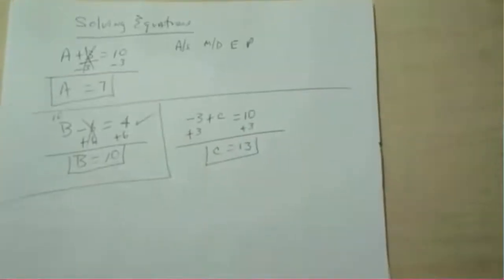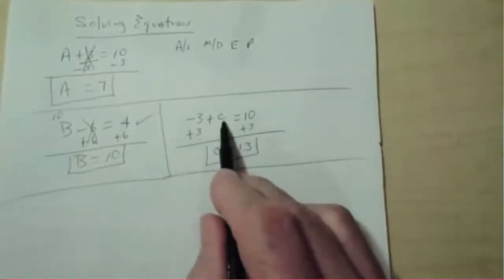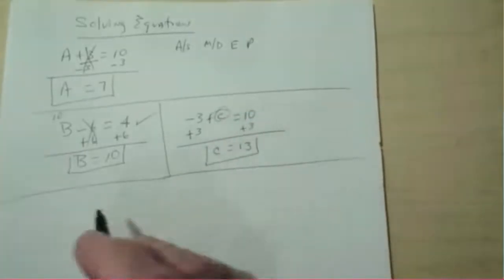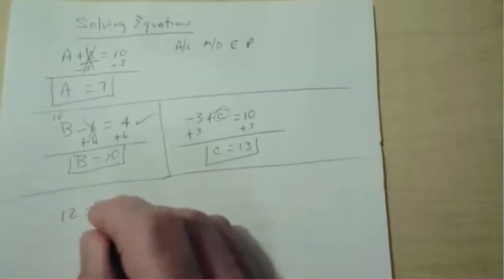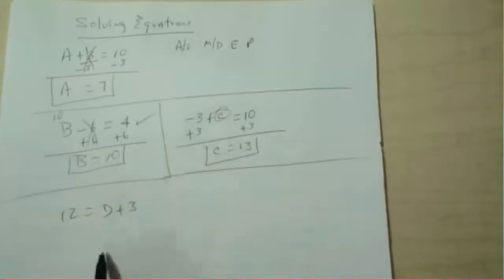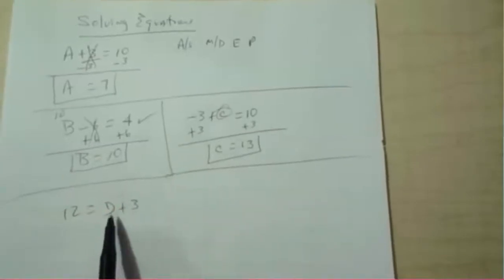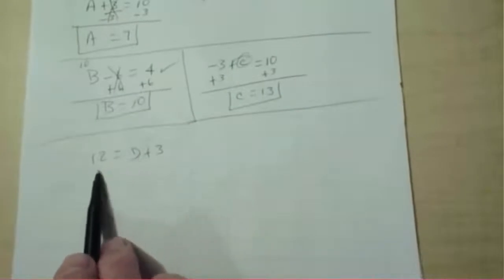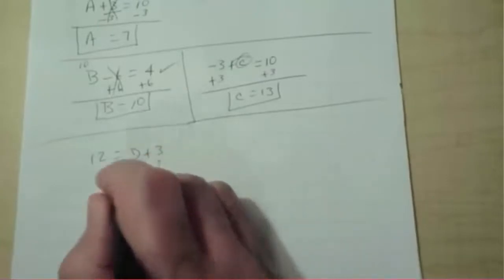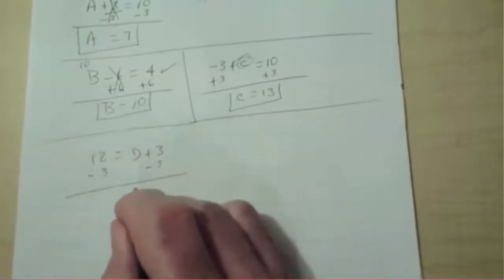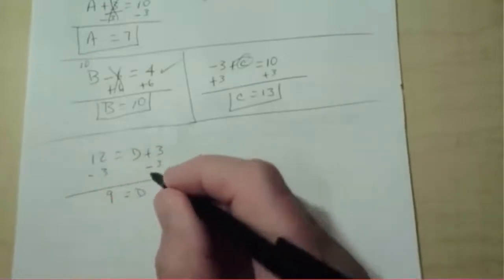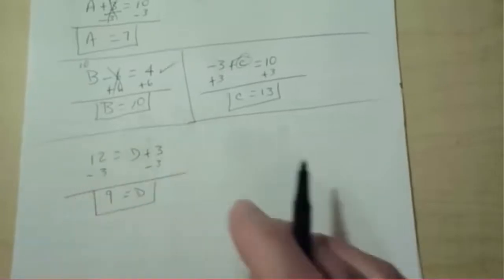Okay, now even if you had the variable, if it's on the other side, 12 equals d plus 3. Okay, we want to solve for d. Now, we like to have the variables over on the left, but get used to doing it like this. We're going to subtract 3 from each side. D is, what is it, 9? Okay.